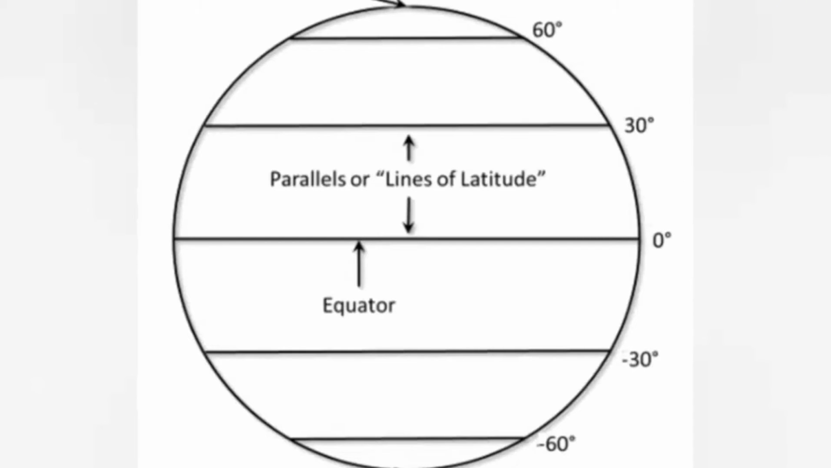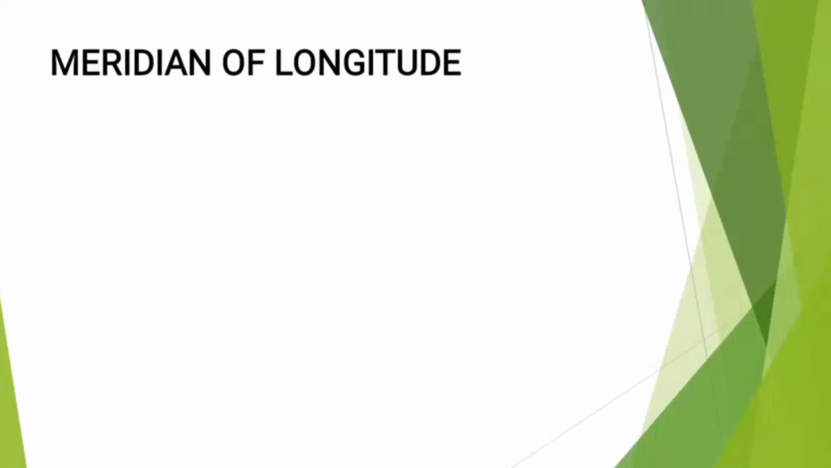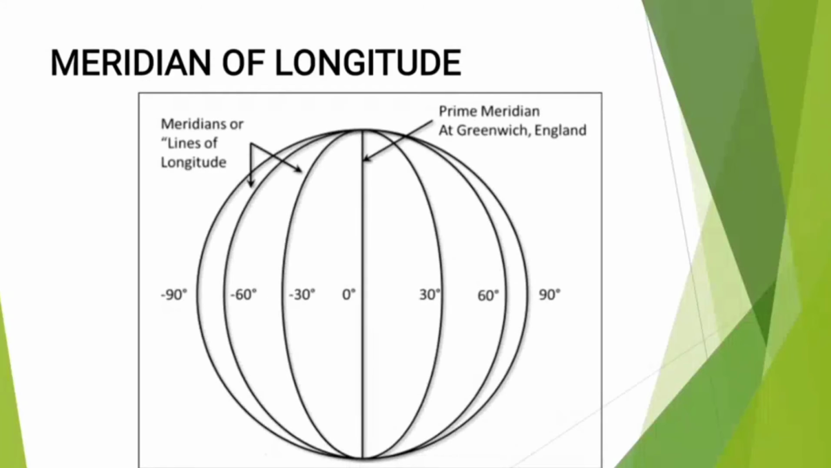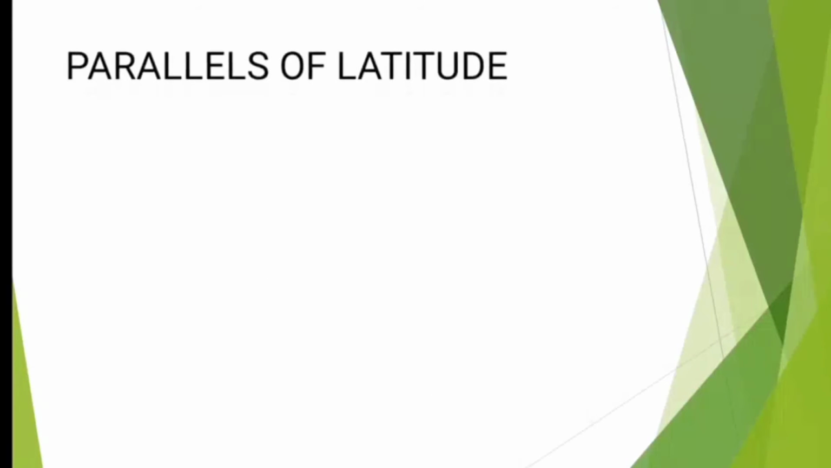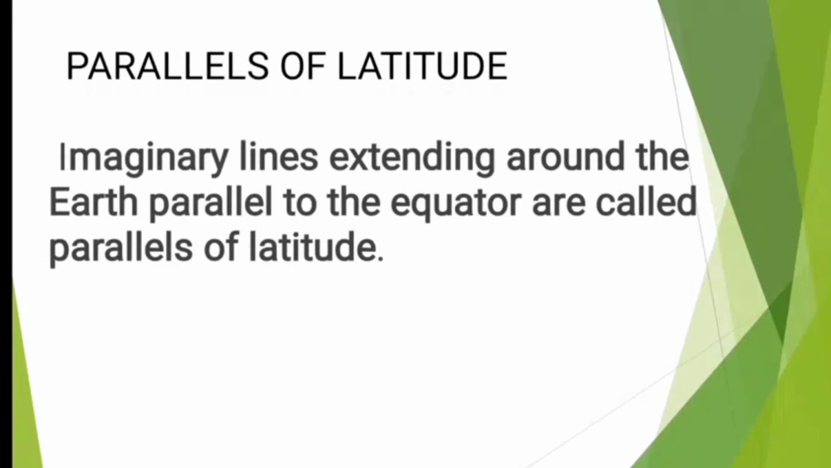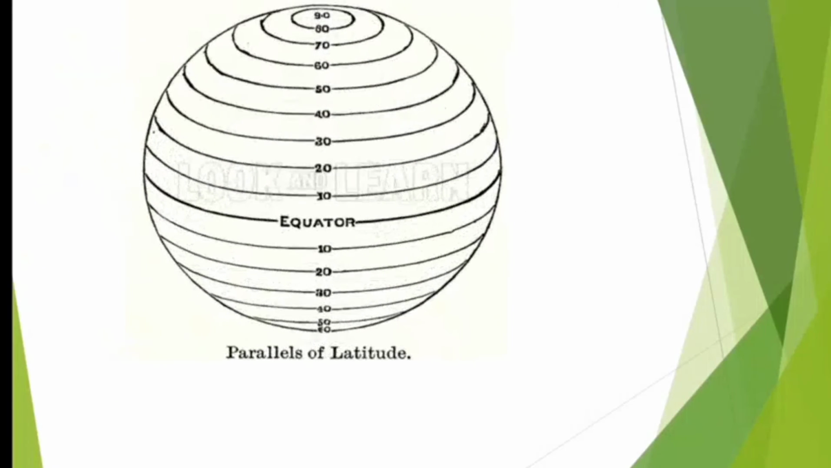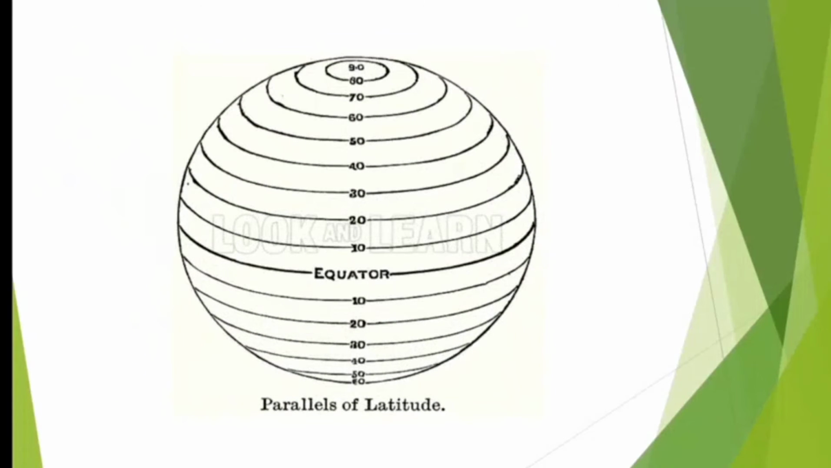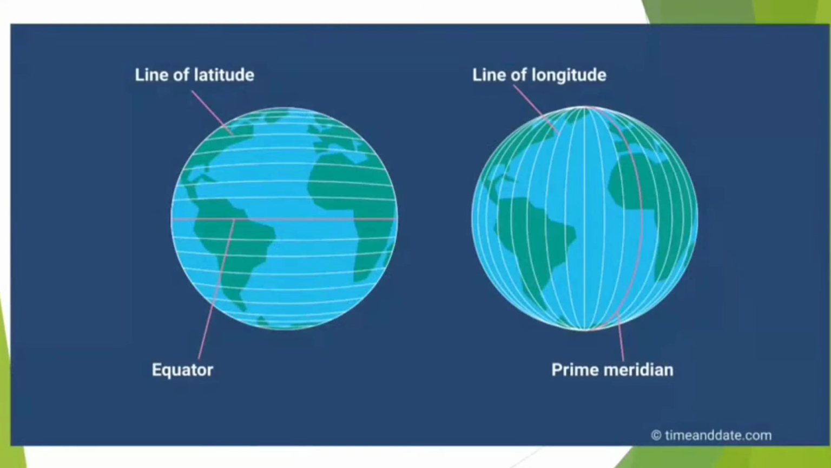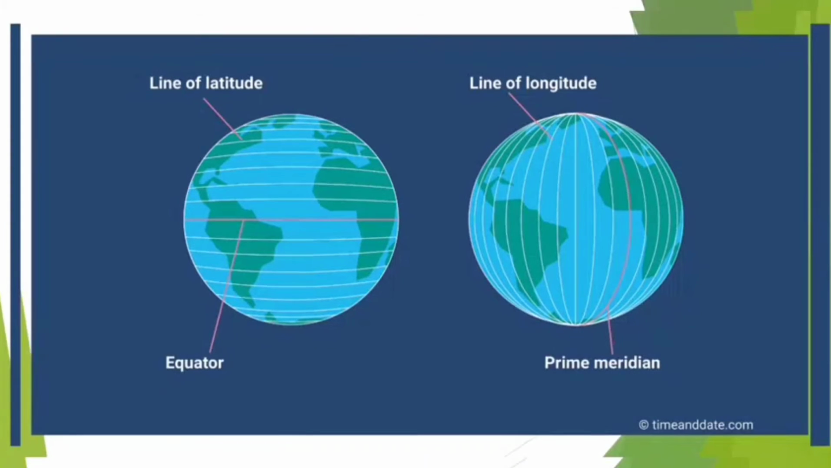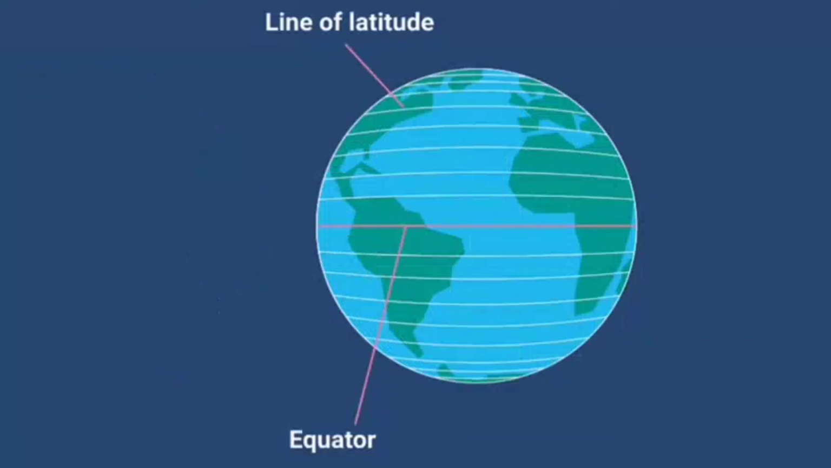These lines are longitudes and latitudes. The vertical imaginary lines are known as longitudes. The horizontal imaginary lines are known as latitudes. The equator is the main latitude line passing through the middle of the earth horizontally. Now comes the main question, what is the equator? Students, the equator is the central line dividing the earth between the northern and southern hemisphere.